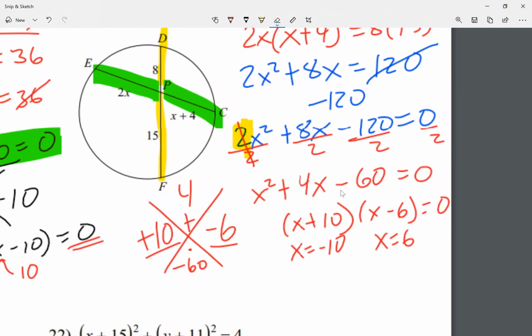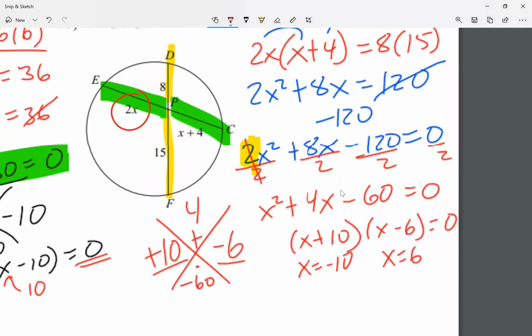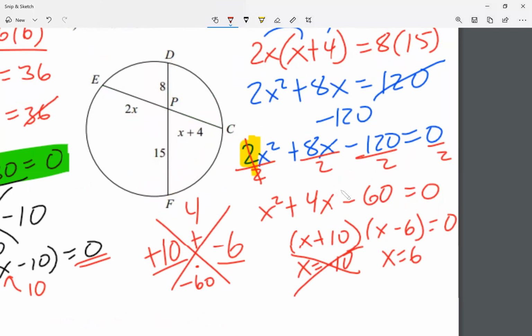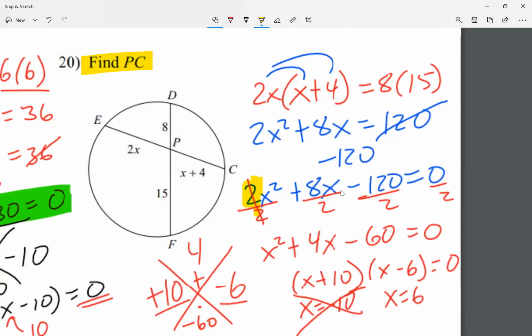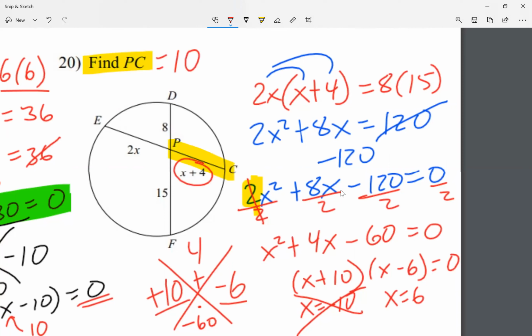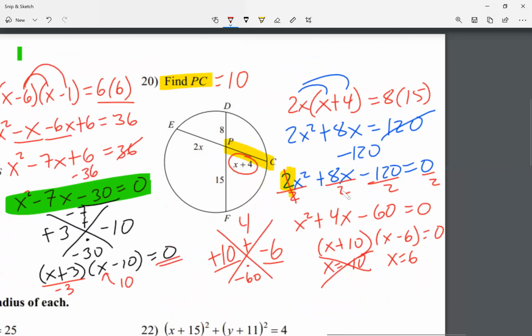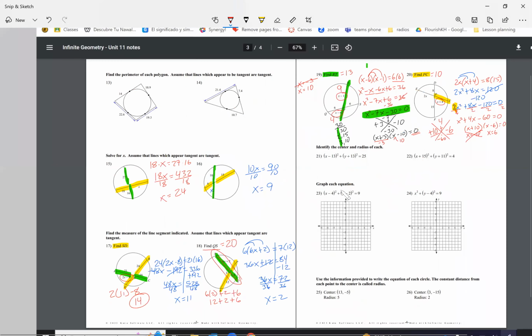But think about the negative. Can x be negative? Because here, 2 times x. Can a side be negative? No. So negative 10 doesn't make sense. Now, let's see. What am I solving for here? Which side am I solving for? It says find PC. So I'm just connecting from P to C. So I'm just looking at x plus 4. I know x equals 6. So x plus 4 will equal 10. Let me zoom out so you guys can see what we did.